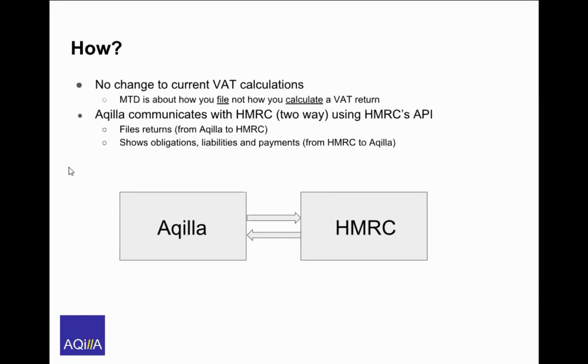Right, how? MTD is not about how you calculate a return, it's about how you file it. And Aqilla is talking to the HMRC systems through HMRC's API, which is Application Program Interface, and it does 2 things. When you press the button in Aqilla, it files a return to HMRC. And if you use some of the query functions in Aqilla to see, for example, your liabilities to HMRC or the payments you've made, Aqilla queries HMRC and HMRC returns data to Aqilla, which is displayed within Aqilla.